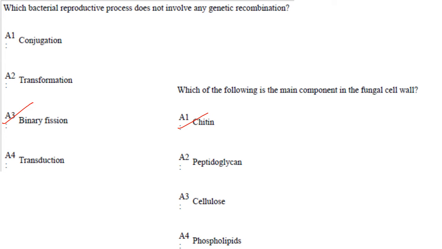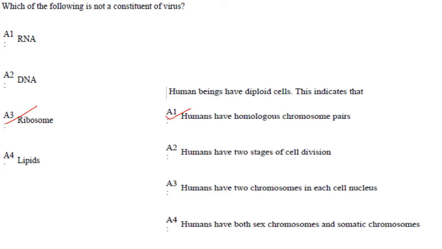Then next one, which of the following is the main component in the fungal cell wall? So it is chitin, that is the main component in the fungal cell wall. The next one, which of the following is not a constituent of virus? So RNA is here, DNA is there, ribosome is not a constituent of virus, lipids are also present.